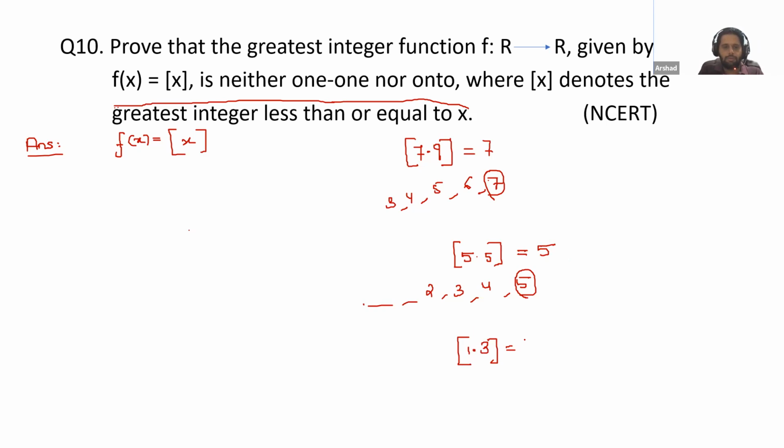Mazia, what is the answer for 1.3? Saf, can you tell me what's the answer for 1.3? 1, 0, minus 1, and so on. Very good. And what will be our final answer? 1. Okay. I hope everyone understood the concept of the greatest integer function. Now we will check whether this is one-one.